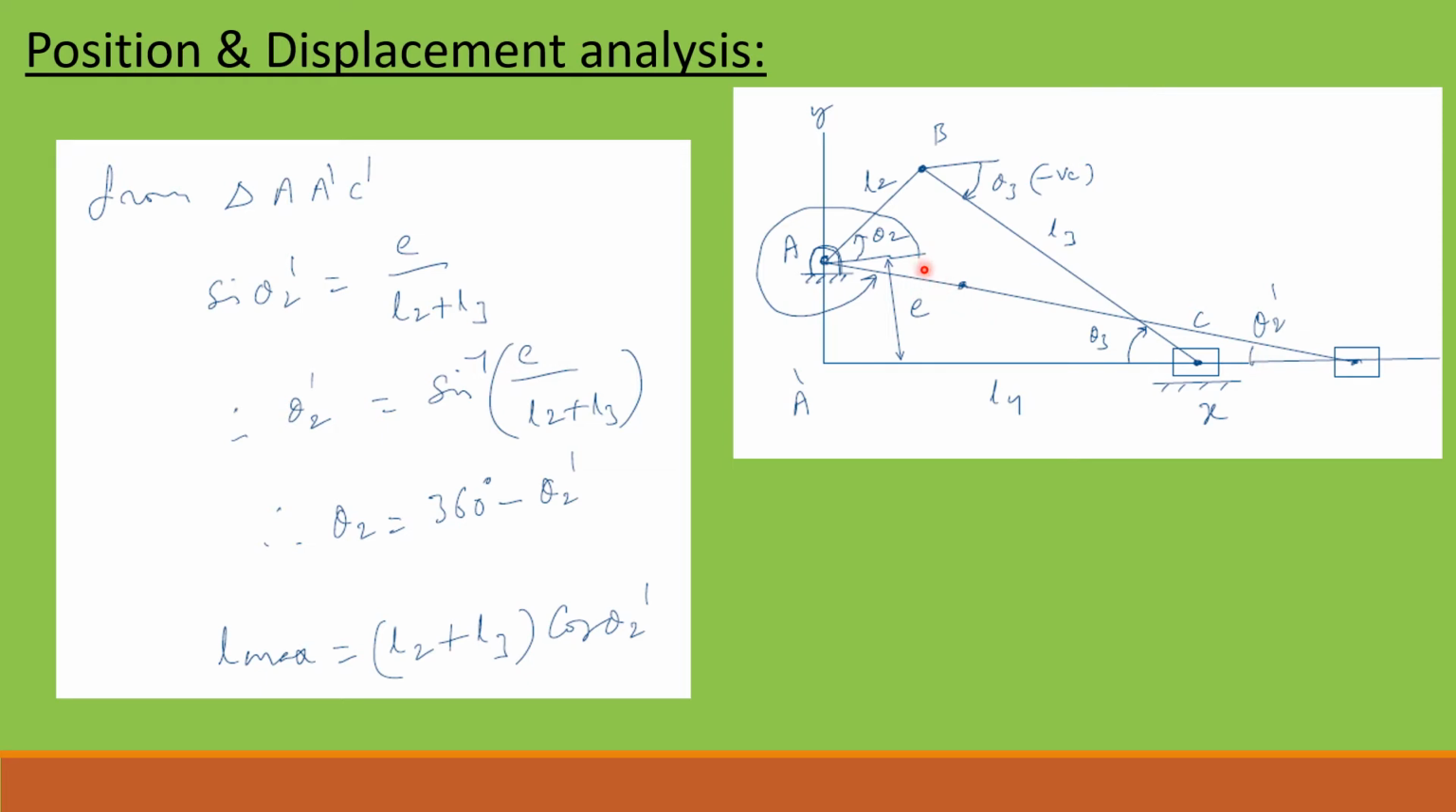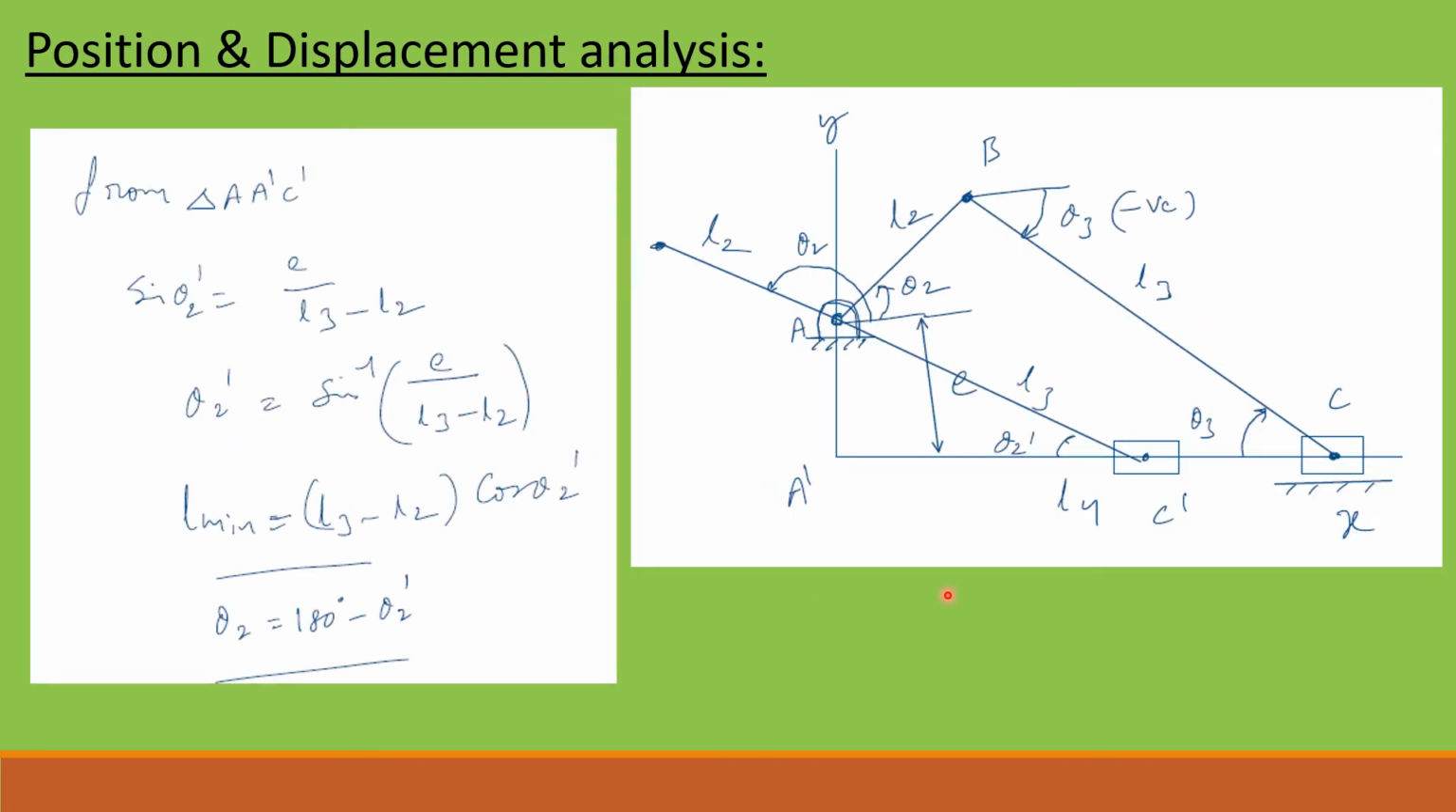So after having found theta 2, now let us find L4 max. So from this triangle again A prime and C prime, cos theta 2 prime equal to L4 max divided by (L2 plus L3). So L4 max will be equal to (L2 plus L3) cos theta 2 prime.